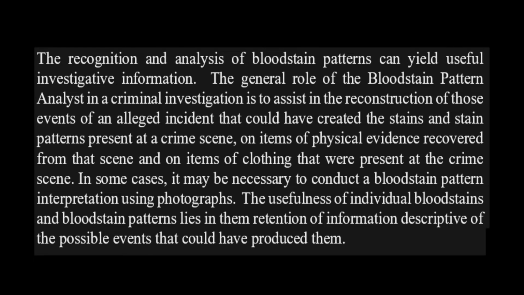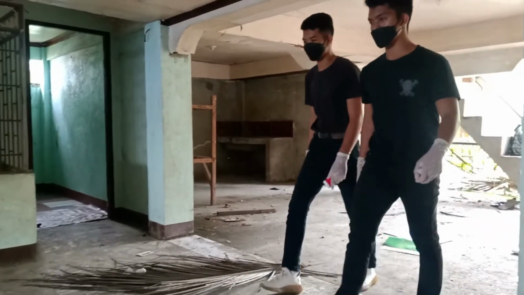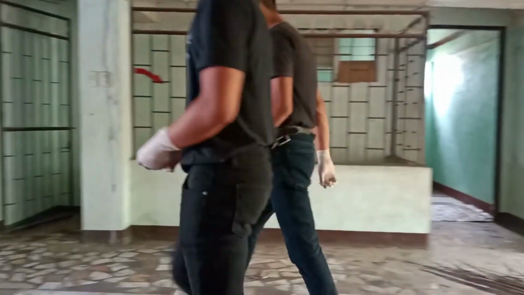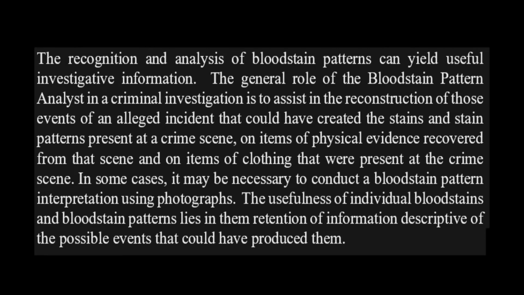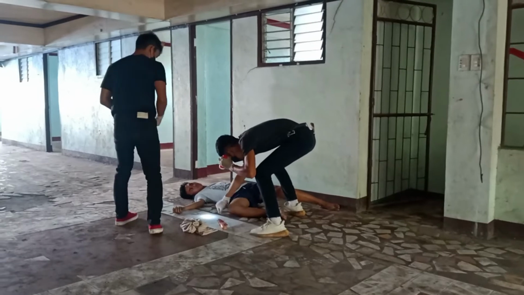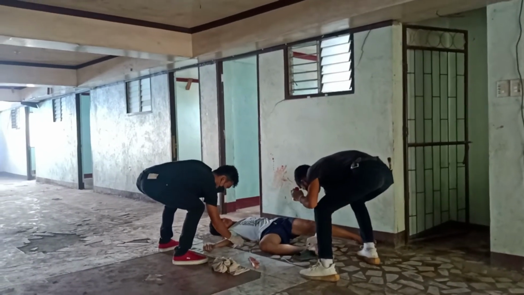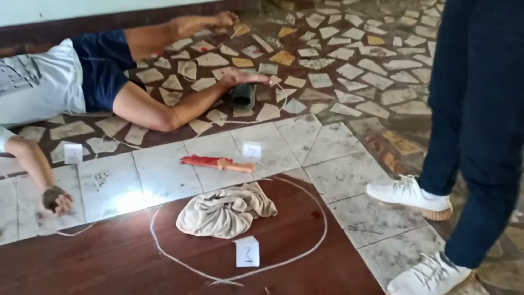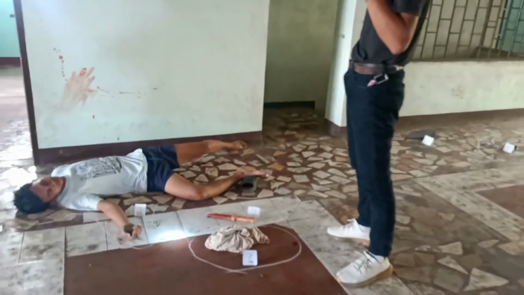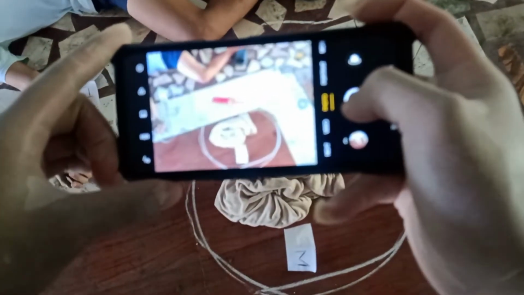The recognition and analysis of blood stain patterns can yield useful investigative information. The general role of blood stain pattern analysis in a criminal investigation is to assist in the reconstruction of those events of an alleged incident that could have created the stain and the stain patterns present at the crime scene, on items of physical evidence recovered from the crime scene, and on items of clothing that were present at the crime scene. In some cases, it may be necessary to conduct a blood stain pattern interpretation using photographs.